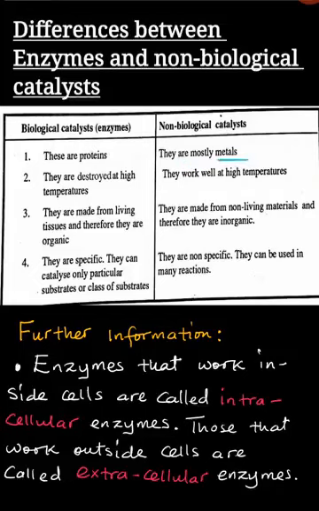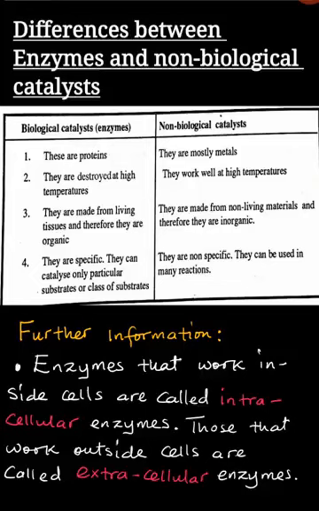Many of them are metals. For example, iron can act as a catalyst. Manganese can act as a catalyst, and many other metals that are used in chemistry as catalysts. But enzymes are not metals. Instead, they are made up of proteins.